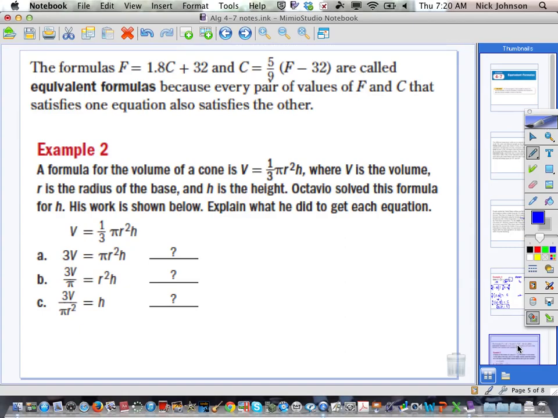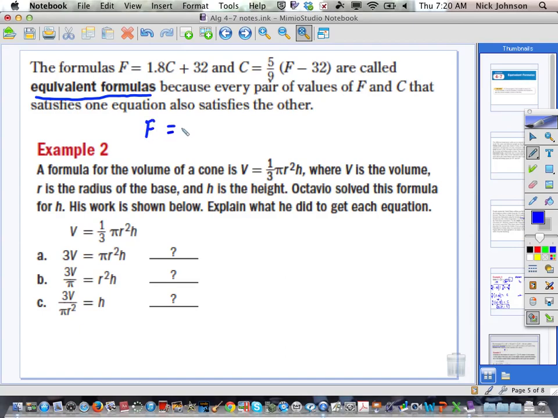The formulas F equals 1.8C plus 32 and C equals 5/9 times the quantity F minus 32 are called equivalent formulas, because every pair of values of F and C that satisfies one equation also satisfies the other, okay? If I were to put 22.2 in for C here, multiply it by 1.8, add it to 32, as you would see, you would get F, or approximately, because I kind of rounded. So let's try that out.